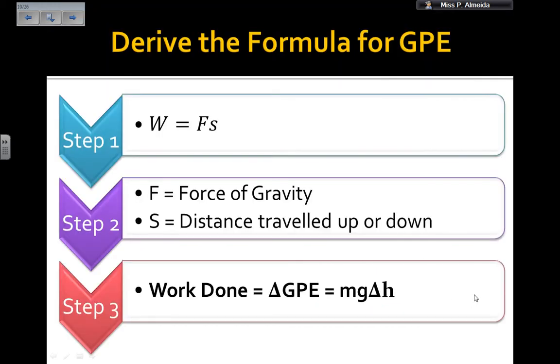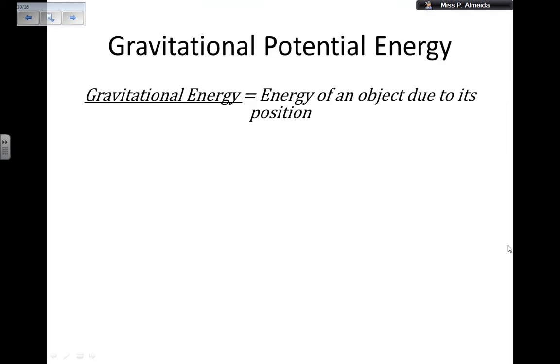Now, we are going to do the same for the formula for GPE, gravitational potential energy. So again, work equals energy that is being transferred, so it is the force times the distance. Now, for F, pick up the force of gravity. For S, pick up the distance that you move up and down, so this formula is easier to derive. And you should get that the work done is the change of my gravitational potential energy. It should give you this formula if you get it right, okay? So again, if you want to try, pause the video. Otherwise, here's the answer. Gravitational potential energy is the energy of an object due to its position.